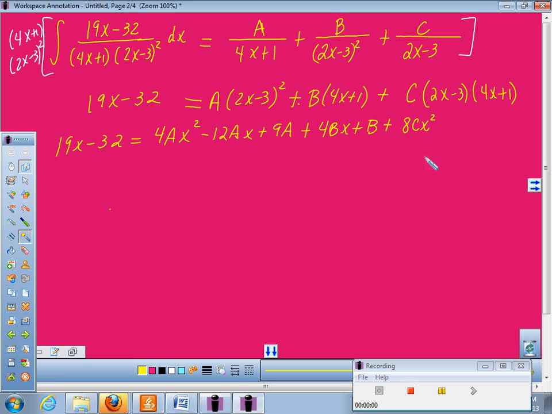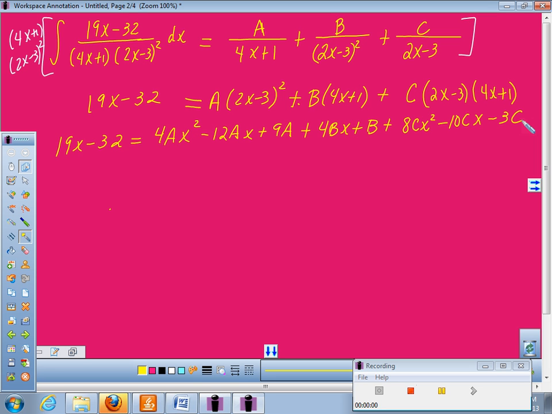Do your outers and your inners. That's a positive 2x and a negative 12. Should be a minus 10 in the middle, 10cx. And then the last will be minus 3c. Our equations here to solve for A, B, and C are going to have a few more terms in them. Squares on the left-hand side. So 0x squared equals 4a plus 8c.